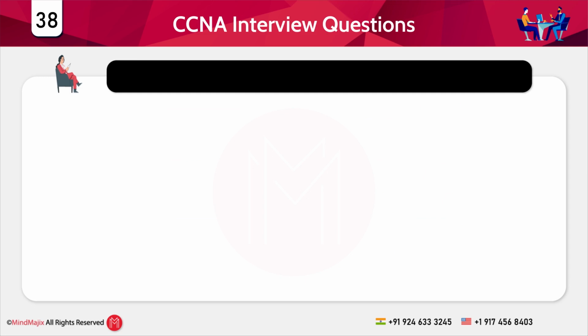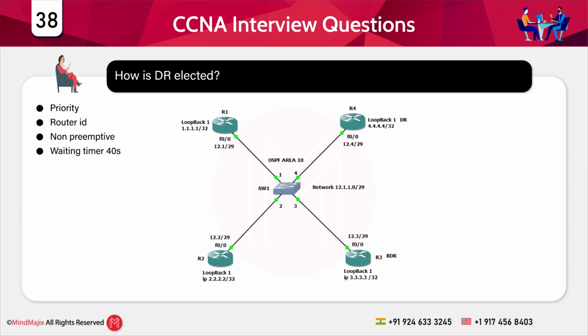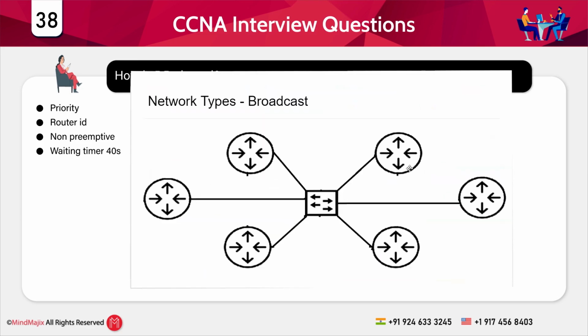Next important question is how DR is elected. Again, I'm referring to one diagram. You can see the switch is connected with multiple routers. One of the routers will act as a DR, the next router acts as a BDR, and the rest of the routers will act as DROthers. So how will it be elected, like this is DR, this is BDR.